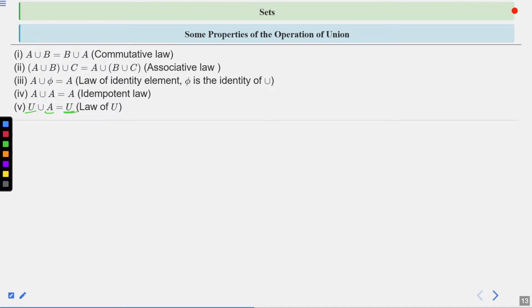So, law of U. These all five properties can be verified using what? Can somebody answer? Using a Venn diagram. Clear? So, if you are facing any difficulty, please let me know. Or you can join the Zoom meeting. Clear? After or before this session.